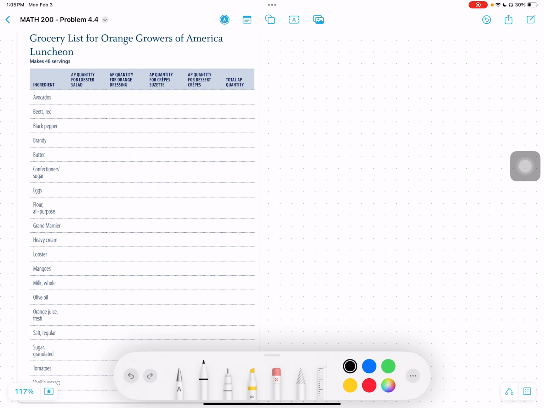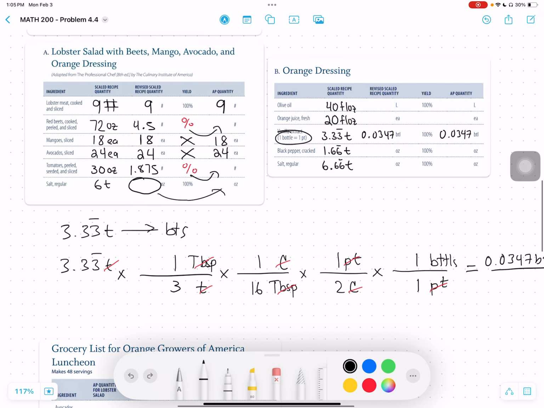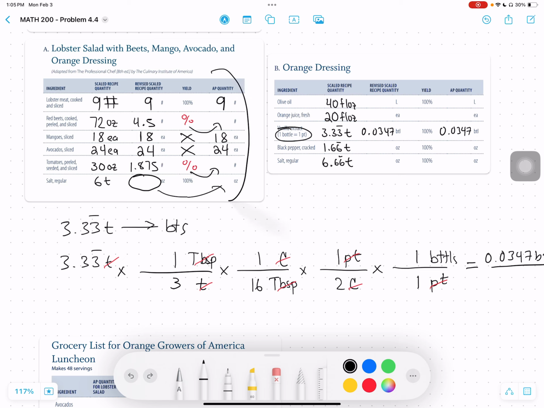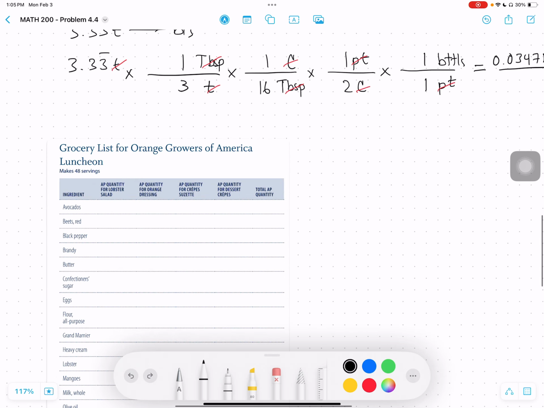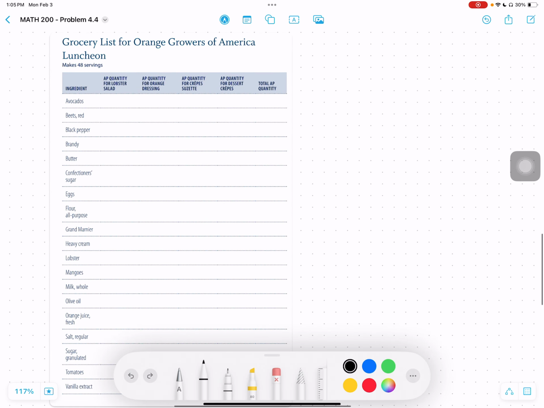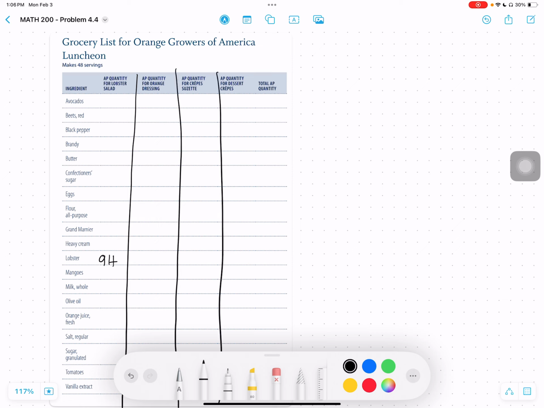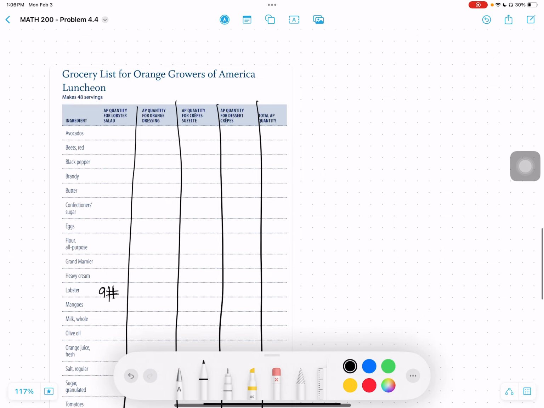Okay, so the way that we're going to fill this up is we're going to go back to our recipes, and all of my AP quantities, all of the quantities that you are calculating, you have to dump those into the grocery list. So starting with the lobster meat, cooked and sliced, that's 9 pounds. I'll go ahead and look up lobster meat, which is 9 pounds. I'll draw a line here. Okay, so I have 9 pounds for lobster.